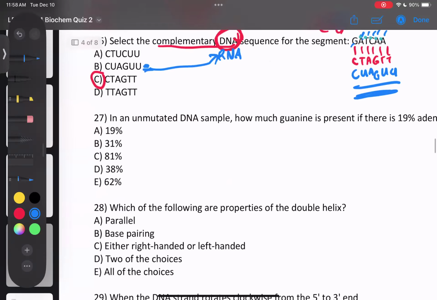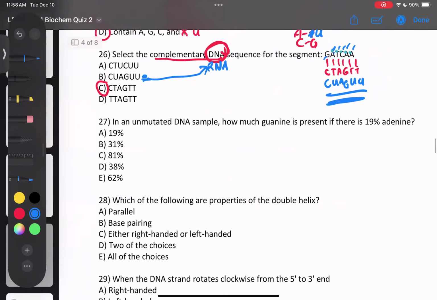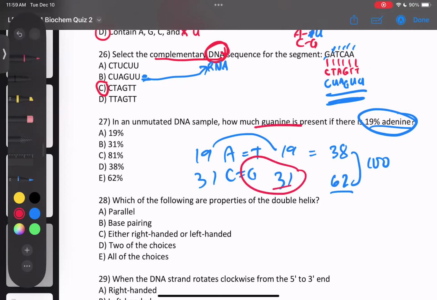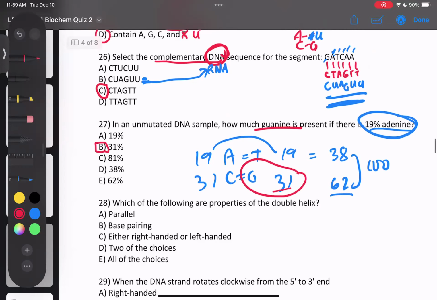Okay? 27. In an unmutated DNA sample, how much guanine is present if there's 19% adenine? If A is equal to T and C is equal to G, I have here 19% adenine, then thymine is equal. Add that, 38, and then subtract that from 100, that would be 62. Divide that by 2, then that means 31, and we are looking for guanine, then I have 31% guanine.